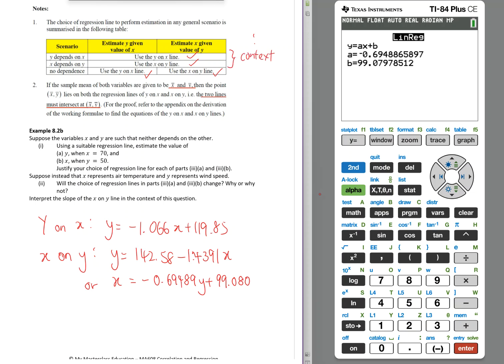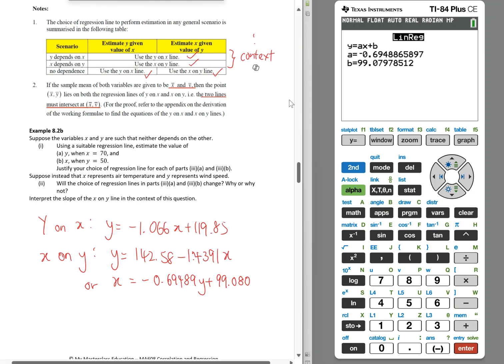Now, sometimes the question can be very tricky. Okay, later I will talk to you about this. But as a rule of thumb, firstly, from the previous example, we have these two regression lines. One is y on x and the other one is x on y.